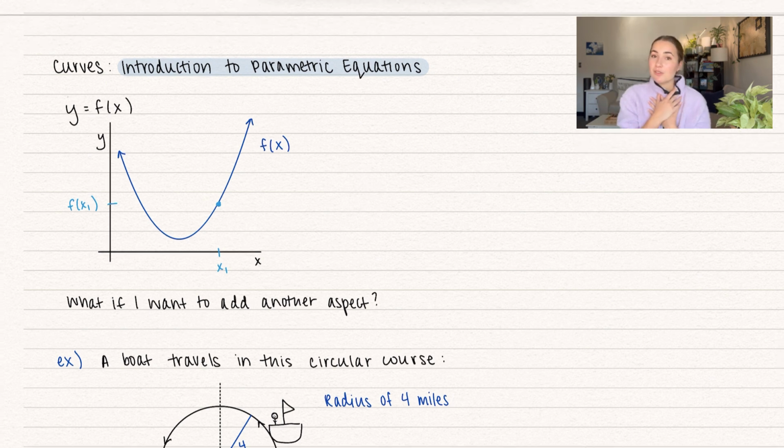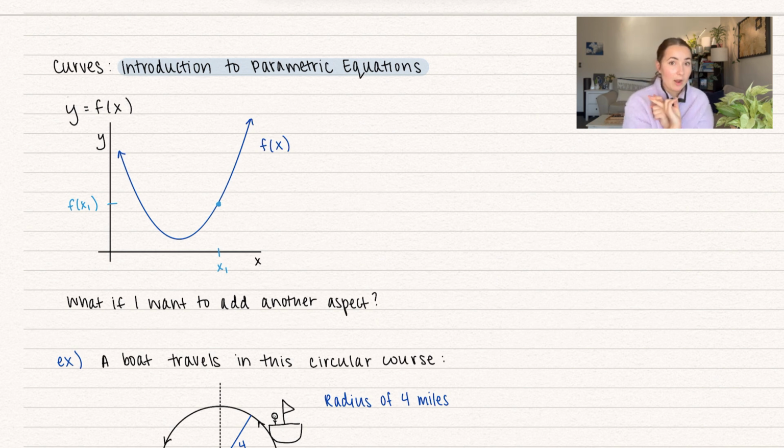What are we used to working with? We are used to working with functions. Y is equal to f of x. We have some input x and we end up with an output f of x. So here we have a little example of that. When we have y equals f of x, we have two variables. We have x and we have y.